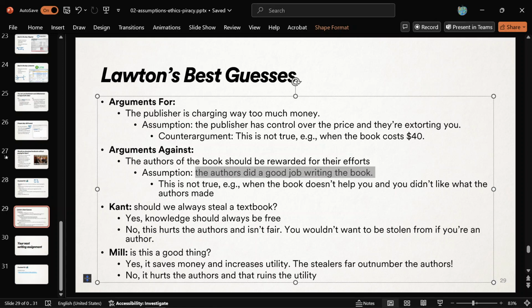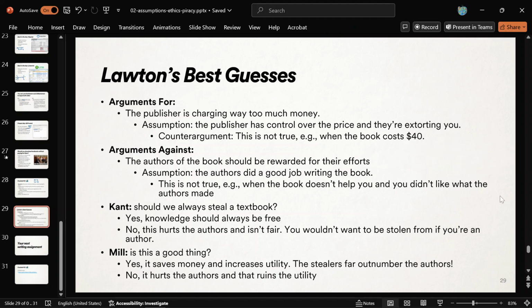I'm sure by now you have read a textbook that is horribly written, right? That doesn't make any sense and is not useful for your learning. That's maybe not a good assumption, right? So maybe that's not true sometimes. So there's give and take there, okay?